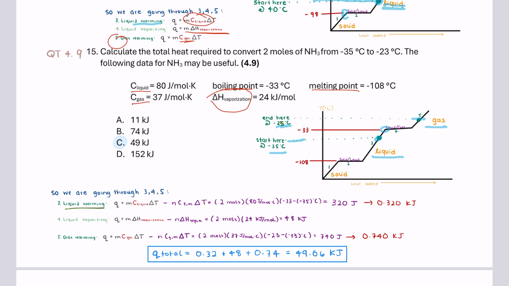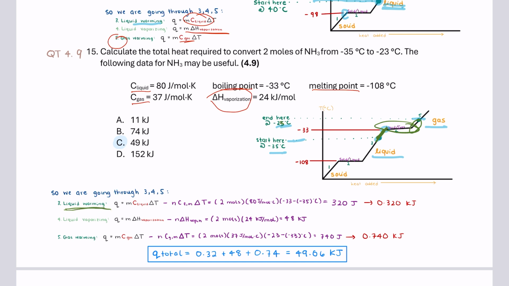First, we're warming the liquid from negative 35 to negative 33 degrees. Then we are vaporizing the liquid at negative 33 degrees Celsius. And finally, we're warming the gas up from negative 33 to negative 23 degrees Celsius. Let's calculate the heat required for each step.